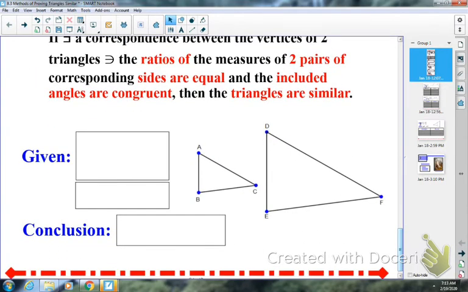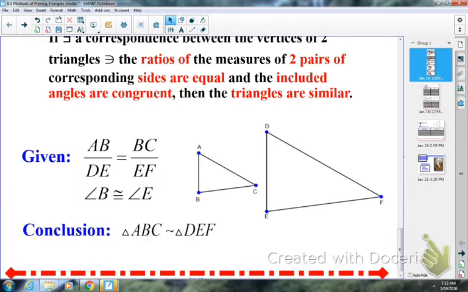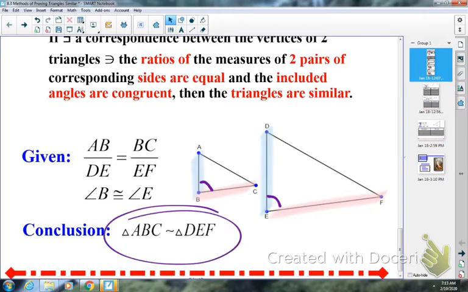So in this particular picture, with highlighted parts here, the ratio of AB to DE is the same as the ratio of BC to EF. So there's your two pairs of corresponding sides being in the same ratio. And we know that angle B is congruent to angle E. There's that included angle that's congruent. So again, because of that, you can state that your two triangles are similar.